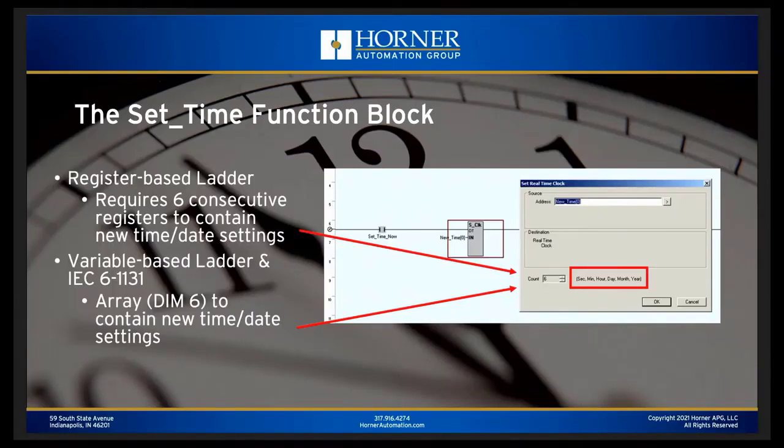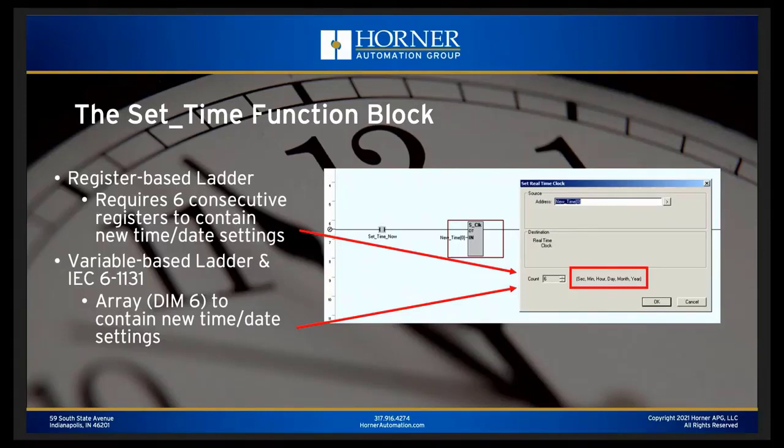Now, if you're using register-based ladder, you're going to use just 6 consecutive %R registers probably, making sure that the data is in the appropriate order. And that's going to be, of course, seconds, followed by minutes, then the hour, followed by date, month, and year. All right, so that's the order you want them in.